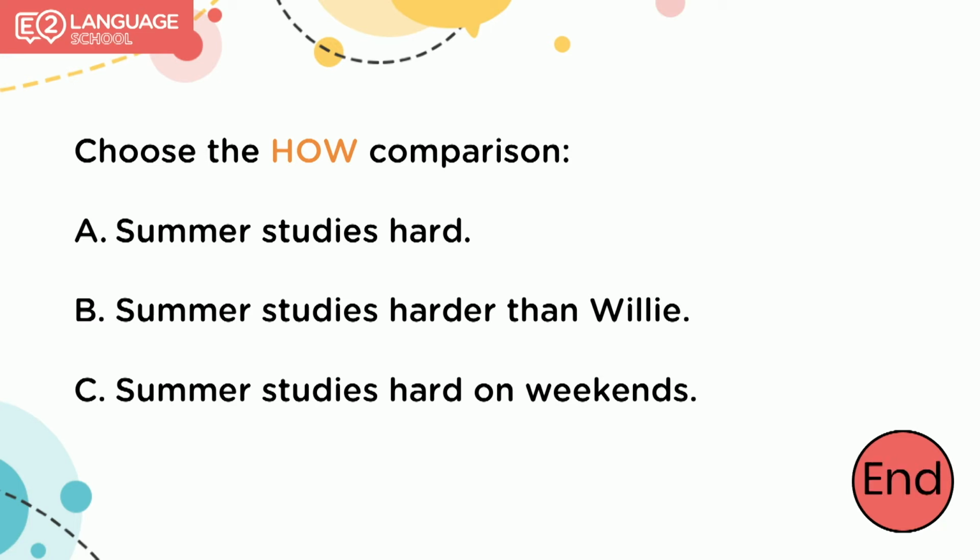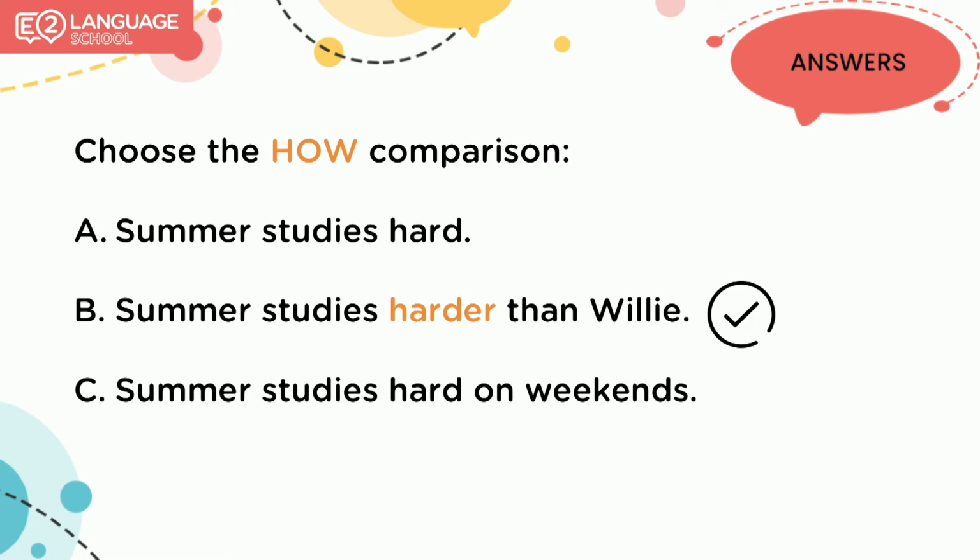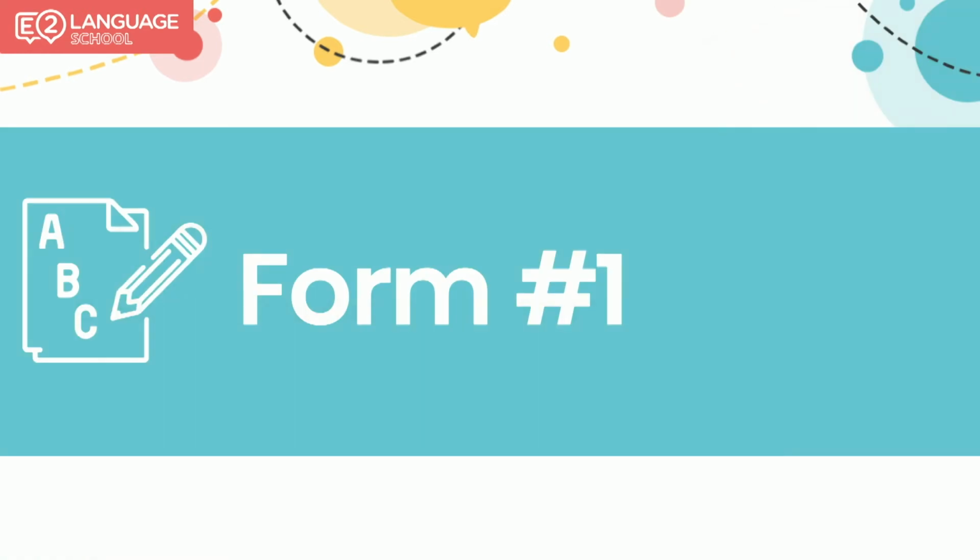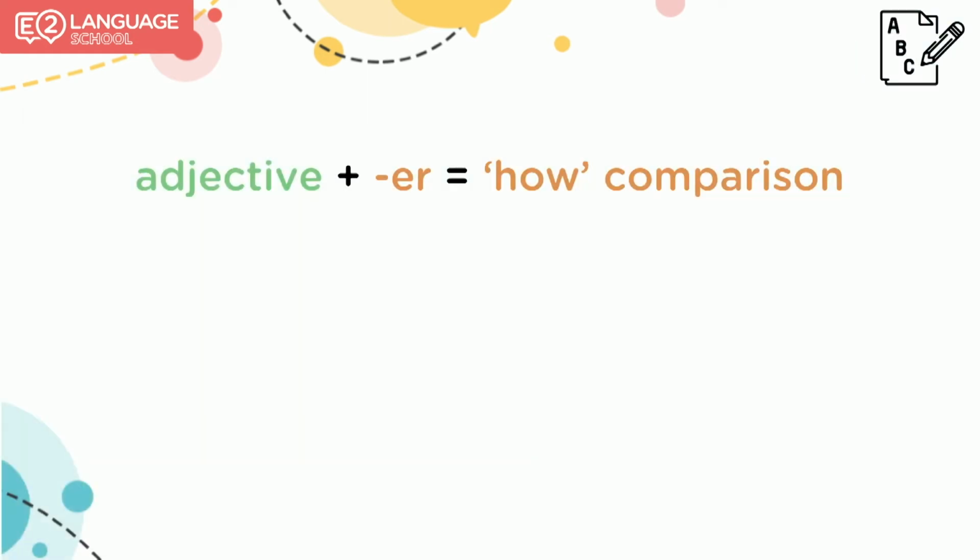So if you look carefully at sentence B, Summer studies harder than Willie. So it's not saying Summer is harder than Willie. It's saying the way that she studies is harder than Willie, or the way that Willie studies. So that's the comparison of studying here between two people. Tricky stuff. Okay, so let's have a look at form number 1 when we deal with short adjectives.